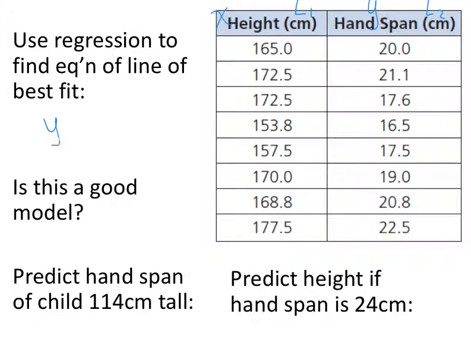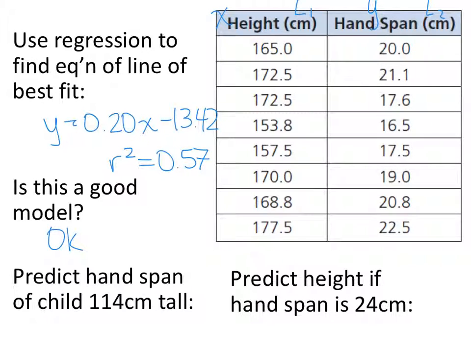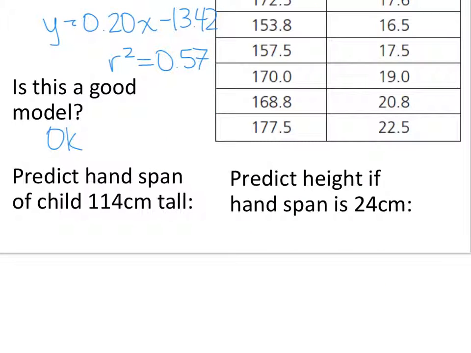We should find that this turns into y is equal to 0.20x subtracting 13.42. And we find out that our r-squared value is about 0.57. So is this a good model? Well, it's okay, but it's not great. Now let's look at using this equation to make some predictions.